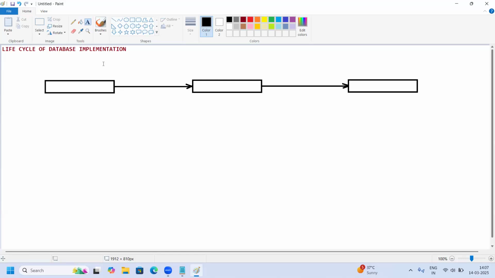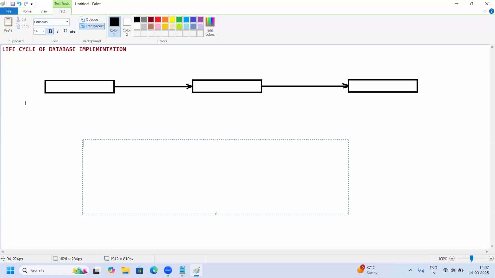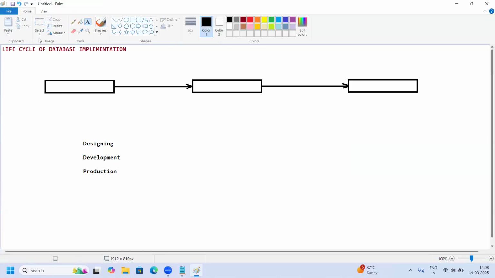How do you describe them? It always goes first with designing, then comes development, then comes production. 3 phases. In every phase, there are some responsibilities: designing, development, and production.